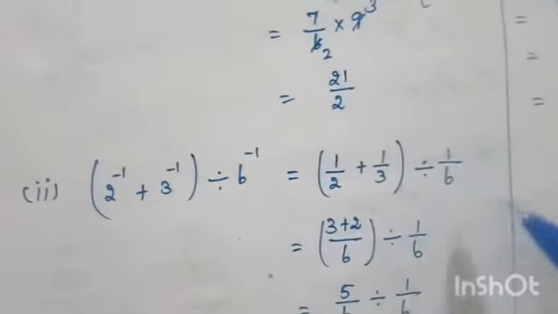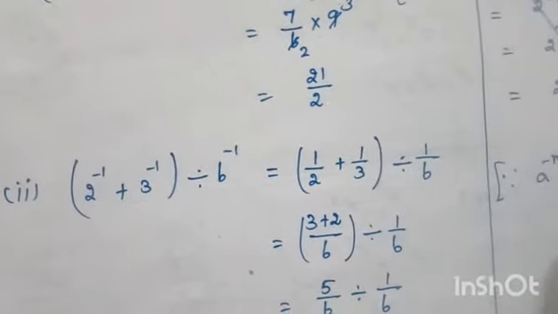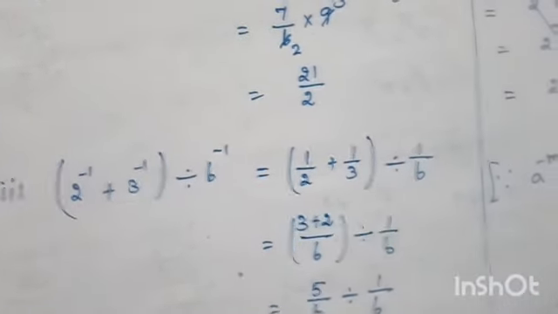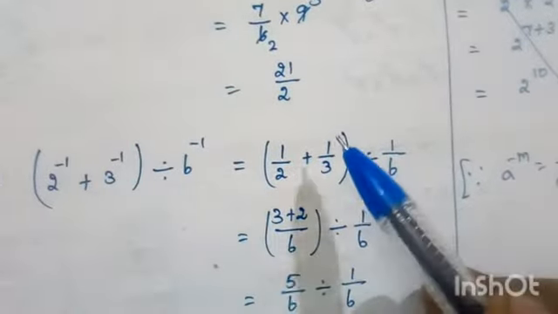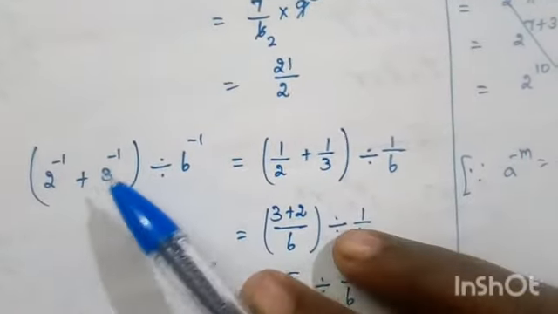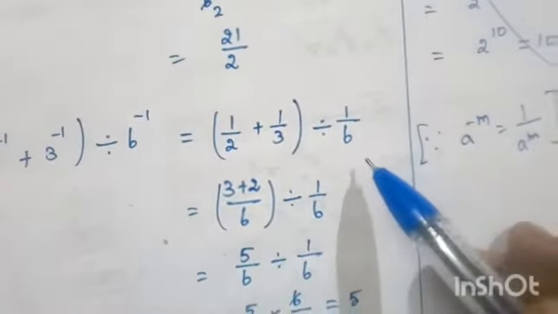Here we have to use the formula: a power minus m is equal to 1 by a power m. So 2 power minus 1 is written as 1 by 2, 3 power minus 1 is written as 1 by 3, divided by 6 power minus 1, which is written as 1 by 6.